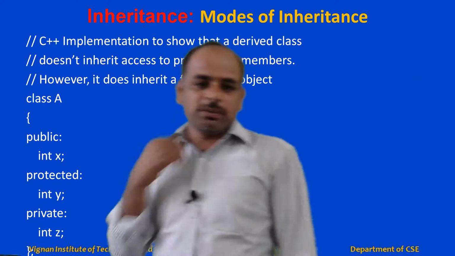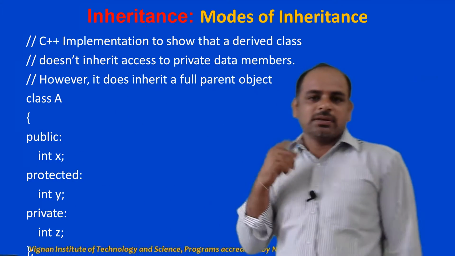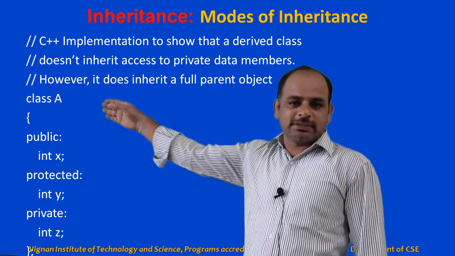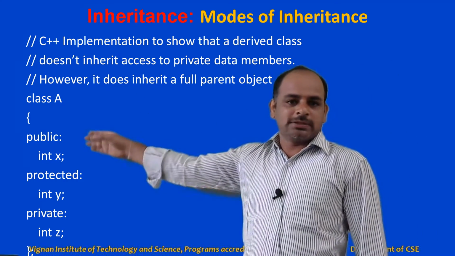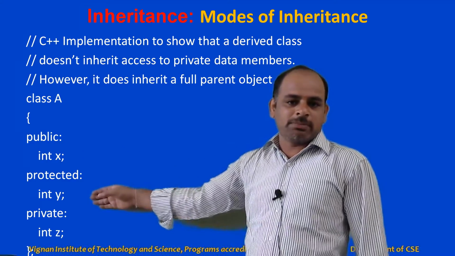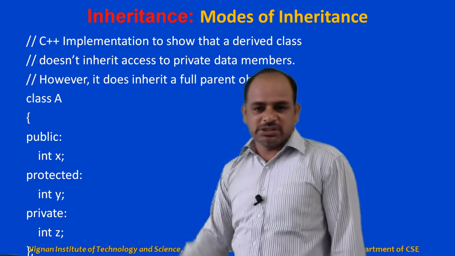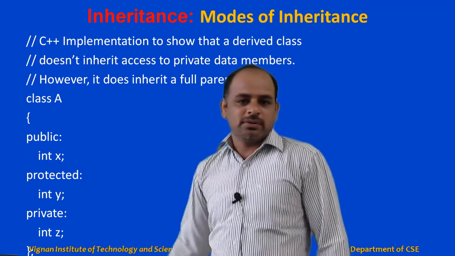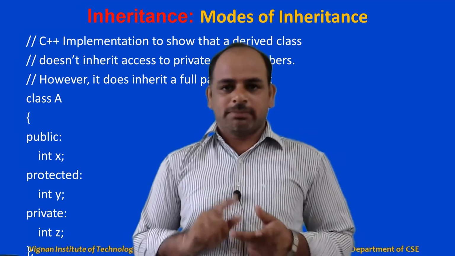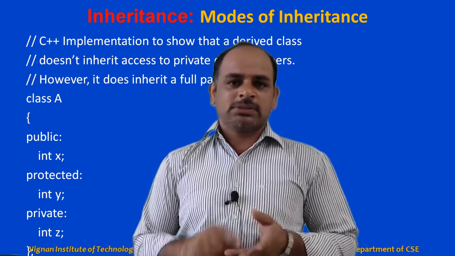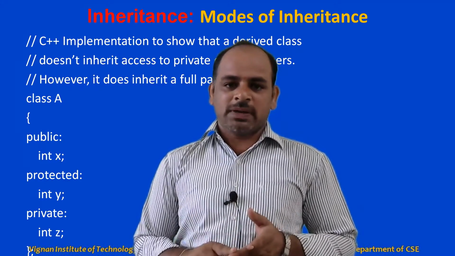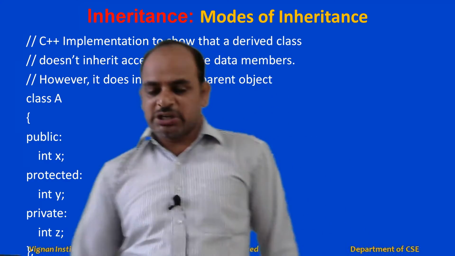So let us see one example regarding modes of inheritance. We have class A, the base class, and its public member is X, protected member is Y, private member is Z. So the class A declaration is closed here, which has three types of members: public, private, and protected. The public member is X, the protected member is Y, and the private member is Z.